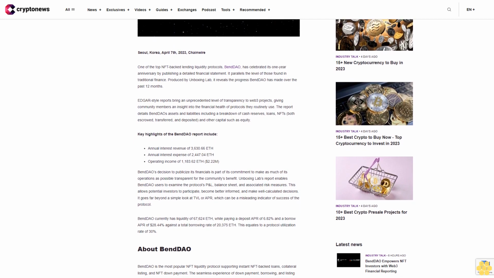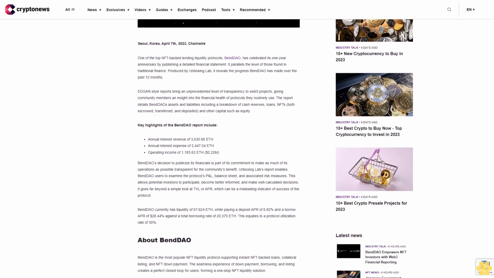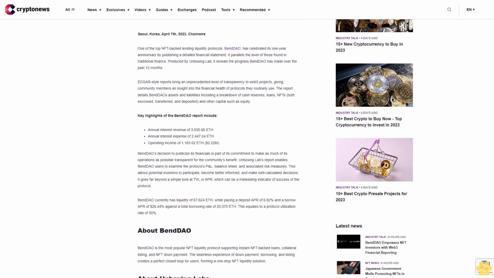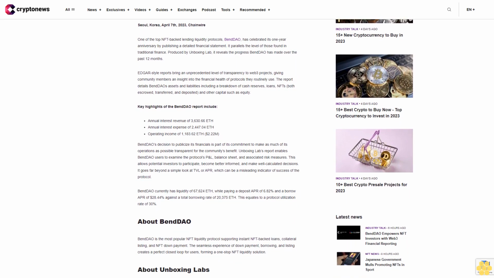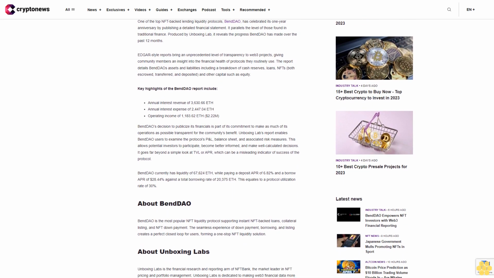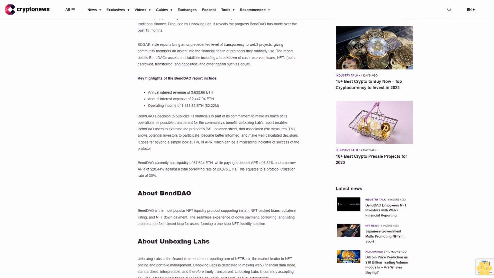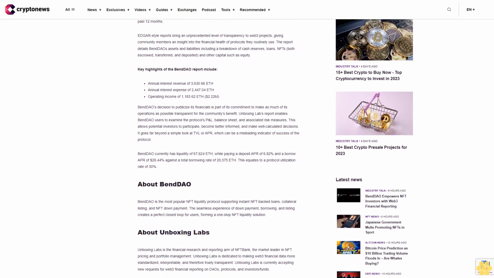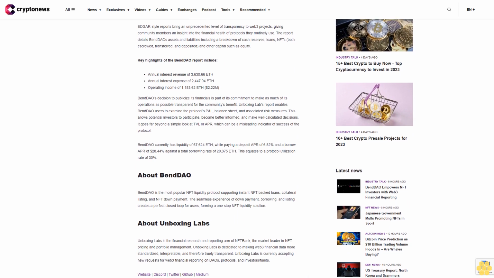EDGAR-style reports bring an unprecedented level of transparency to Web3 projects, giving community members an insight into the financial health of protocols they routinely use. The report details BendDAO's assets and liabilities, including a breakdown of cash reserves, loans, NFTs both escrowed, transferred, and deposited, and other capital such as equity.